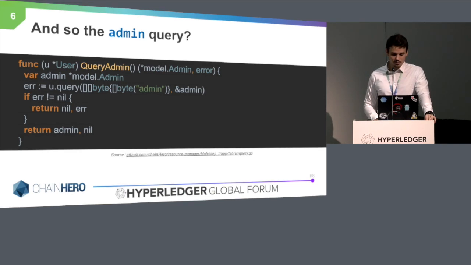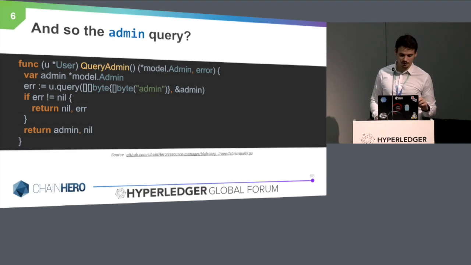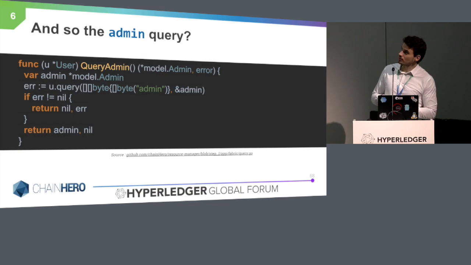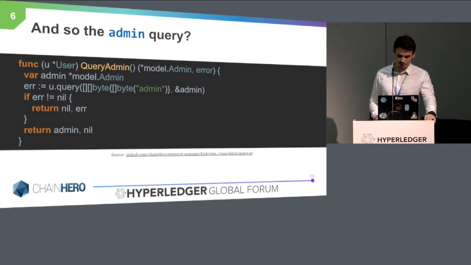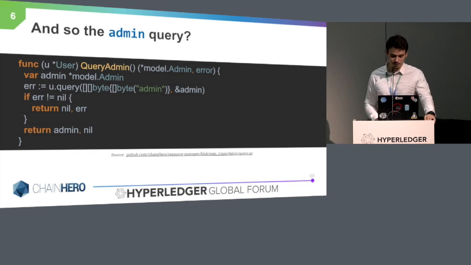So what does the query admin look like? We saw how the function is written in the chain code. And what about the application side? We just give the data structure of the admin. Like you see, the model admin uses the model provided in the chain code, the model package. So we use exactly the same data structure in the chain code and in the application.